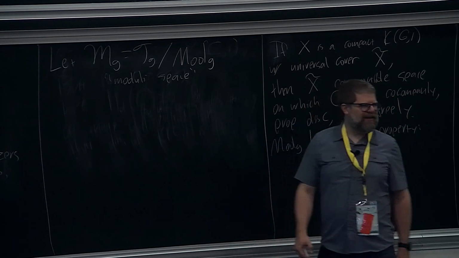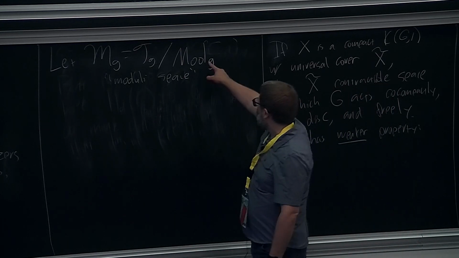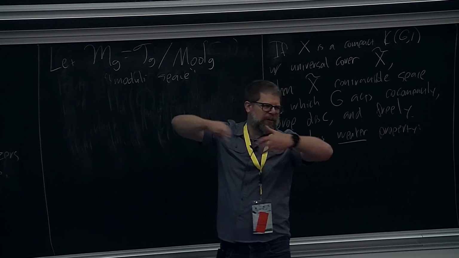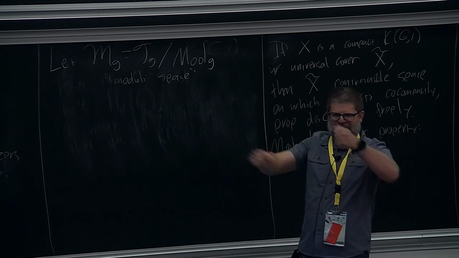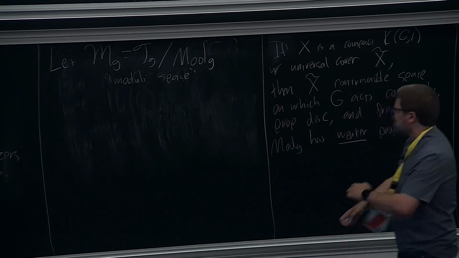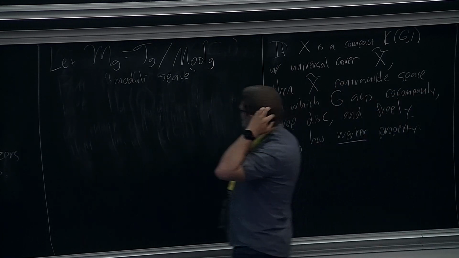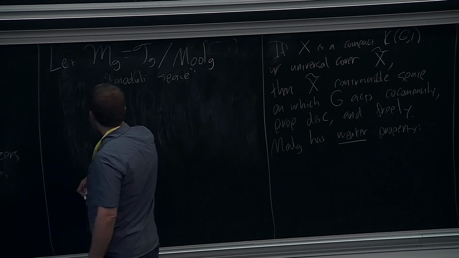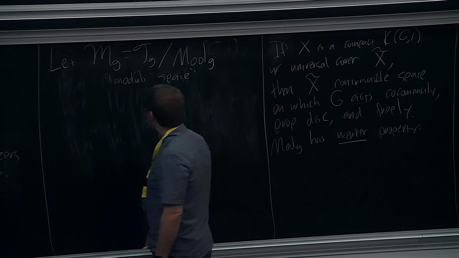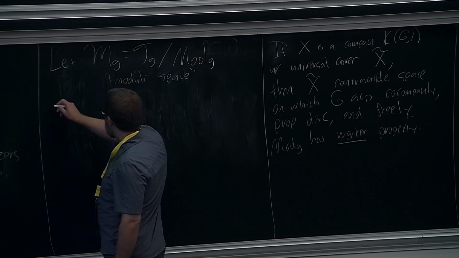It's like the parameter space of hyperbolic metrics, where because I'm quotienting out by the mapping class group, I'm forgetting somehow a marking by the fundamental group. I'm forgetting how I'm identifying my hyperbolic surface with my reference surface. Okay, so this right here is almost a manifold.